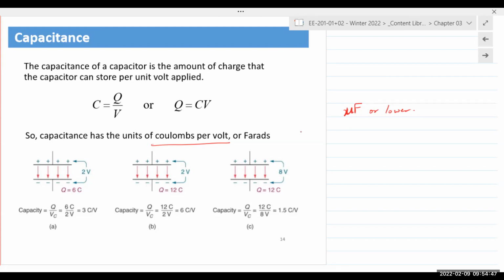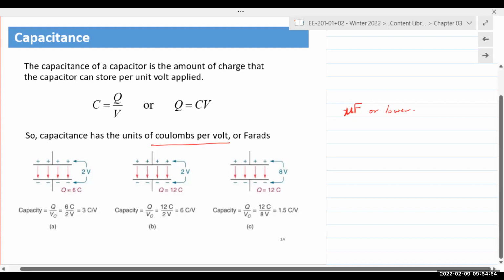These 3 examples I have here just show the significance of this equation. So C is equal to Q over V. If you take a look at example A, you see that it's trying to store 6 coulombs of charge for 2 volts applied across those 2 plates. So the total capacitance comes out to be 3 farads.